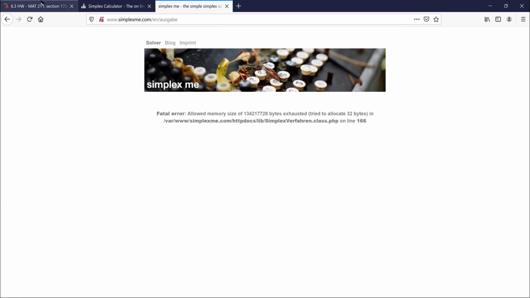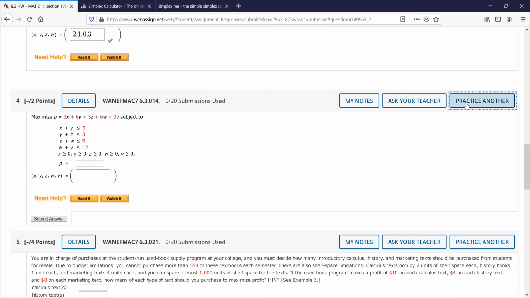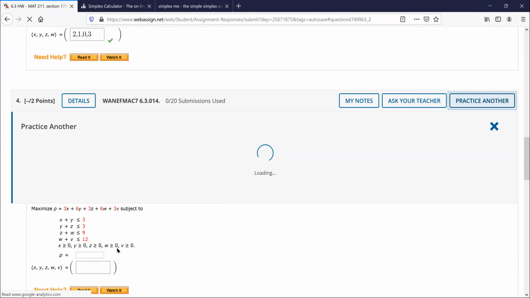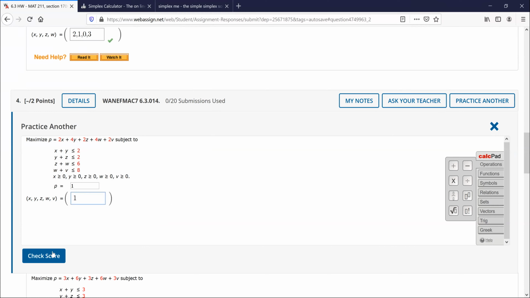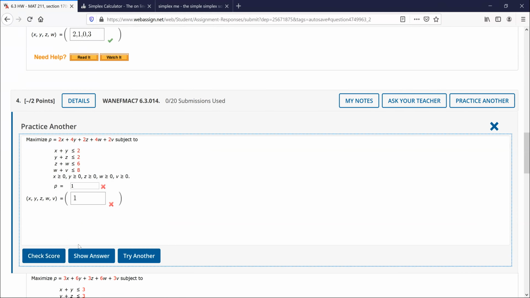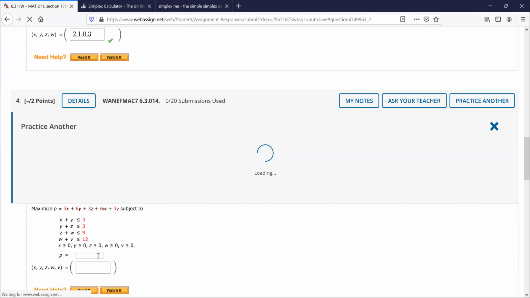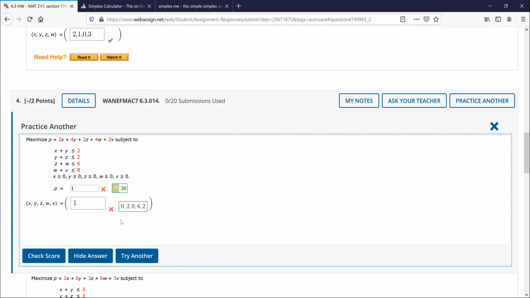Okay, so don't know why that is. Let me click on practice another. It's probably a reasonable solution, because the variables have to add up to whole numbers. It's maybe going to be very similar. So 0, 2, 0, 6, 2. So 0, 2. Okay, and then 0, 6.